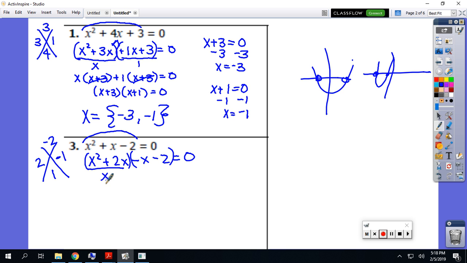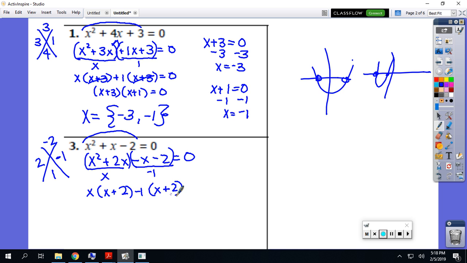GCF of the first group is x. Divide that out. X squared divided by x is x. 2x divided by x is 2. GCF of the second group starts with a negative, so I'm going to divide by a negative 1. So negative x divided by negative 1 would give me a positive x. Negative 2 divided by negative 1 is a positive 2.